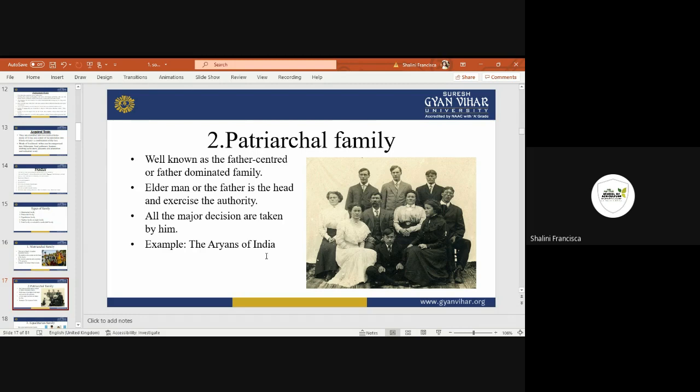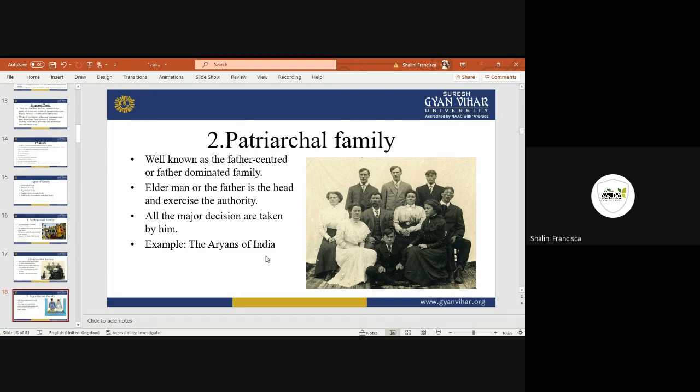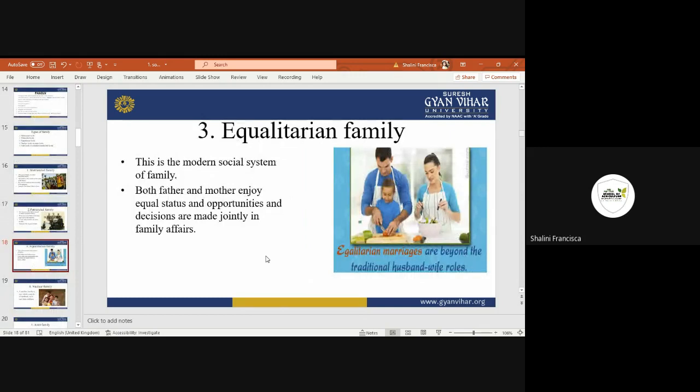And if the father is no more, then who is the head of the family? It is automatically seen that the eldest son of the family becomes the head of the family, and all the major decisions are taken by him. An example is in India. Equitarian family. So these families are now in India.